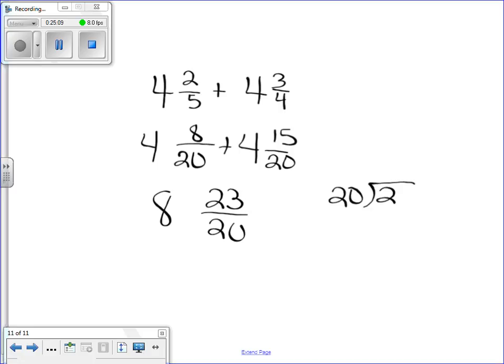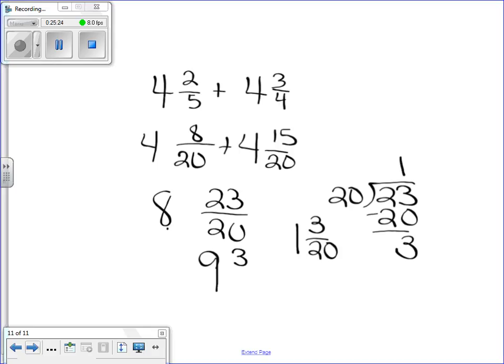20. 23 goes one time. That's 1 and 3/20. So this one goes with this 8 and you get 9. Yay! I got that. And the only thing that can go into 3 is 3, and 3 can't go into 20. So that cannot be simplified.